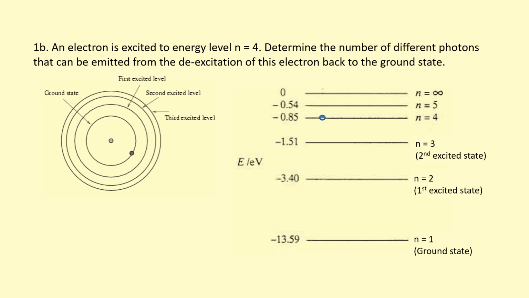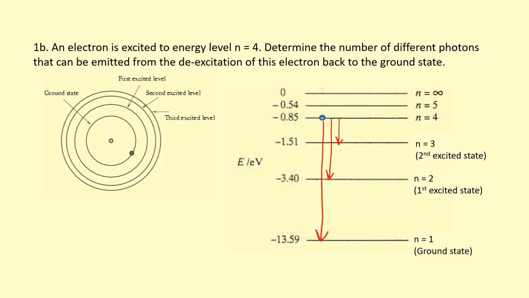Okay, an electron is excited to the energy level n equals 4. Determine the number of different photons that can be emitted from the de-excitation of this electron back to the ground state. Okay, it can come down in multiple different ways, going through different intermediate energy levels. To count these without losing track, you should count all the possible routes from each energy level. So for example, from n equals 4, you can come down here, or you can come down here, or you can come down here.